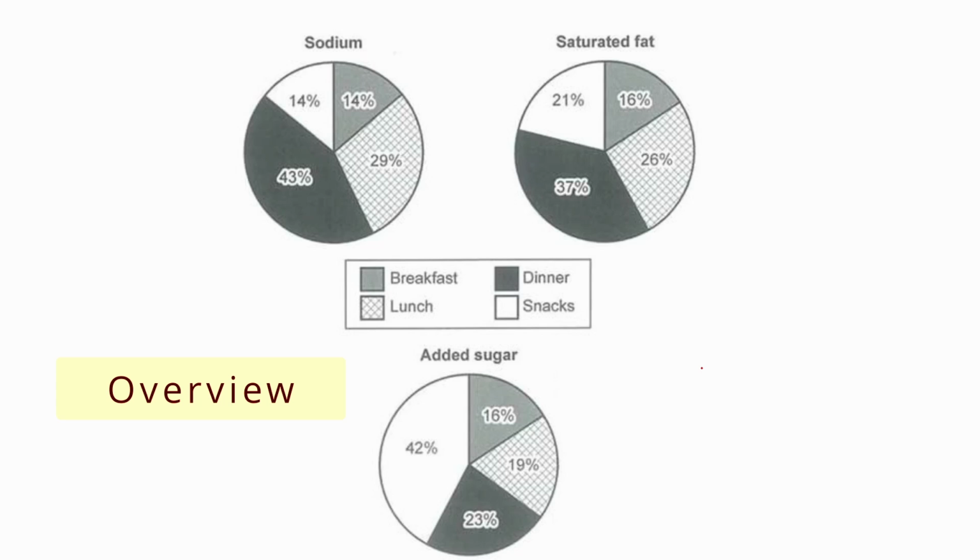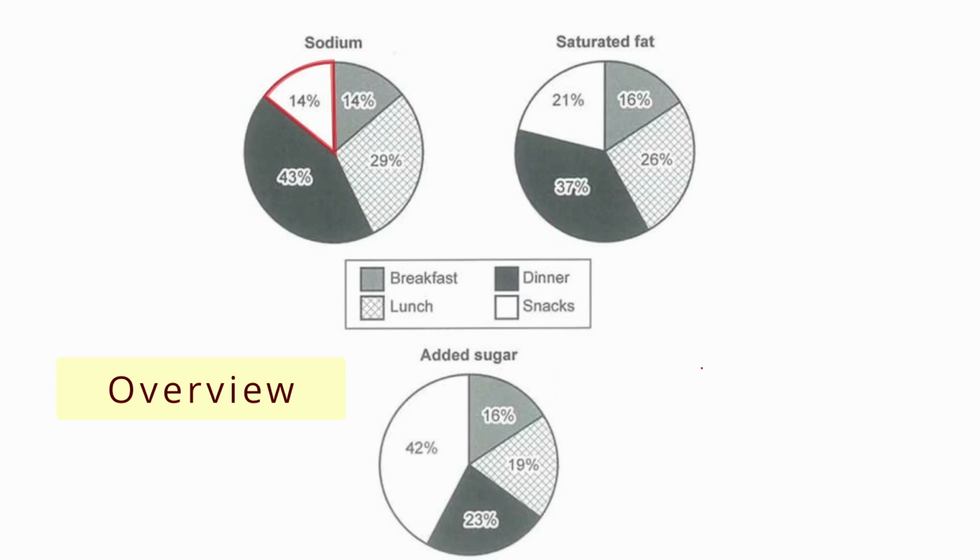So as you know, for the overview, we usually mention the highest and the lowest percentages, or the most important or prominent points. Let's look at the lowest percentages. In this case, we have breakfast, 14% in sodium, 16% in saturated fat, and 16% in added sugar. So this is something I will include in my overview. And the opposite, the highest. In this case, we have dinner, right? 43%, 37%, and also 23%. These two will be in my overview.